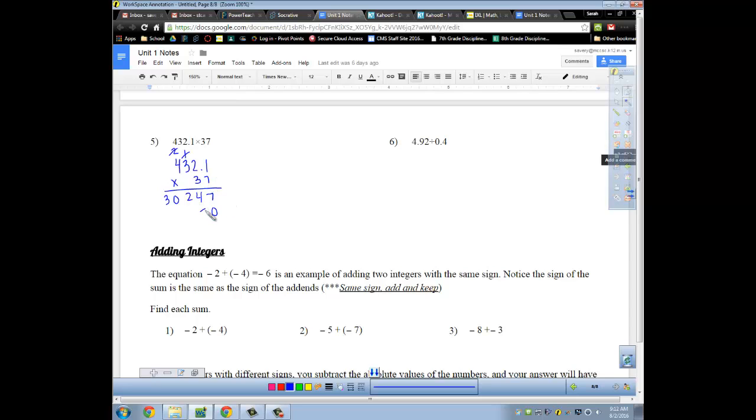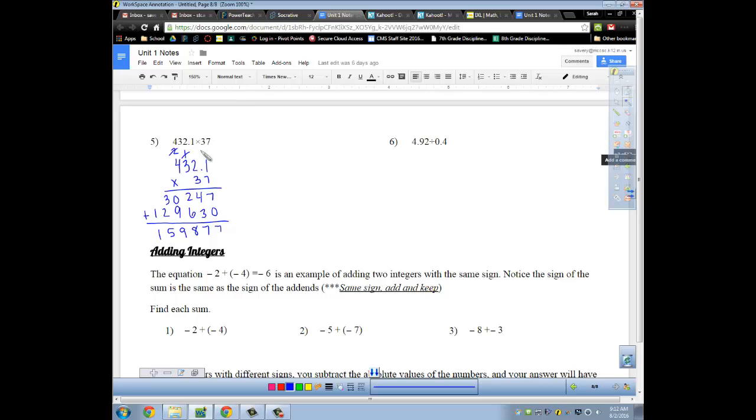3 times 1 is 3. 3 times 2 is 6. 3 times 3 is 9. 3 times 4, 12. Okay, and we're going to add those. So that's 7. 4 plus 3 is 7. 2 plus 6 is 8. 0 plus 9 is 9. 3 plus 2 is 5. And bring down that 1.